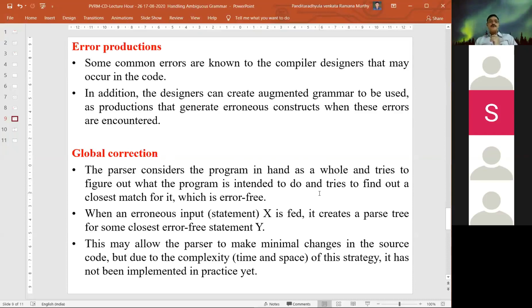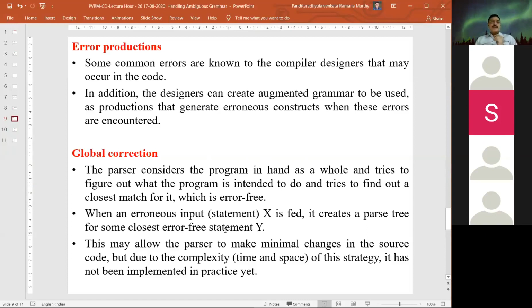So for example, we may have a recursive loop or inner loops. A while inside a while, a for inside a for. It creates a lot of handles, and it identifies the closest match. It identifies a closest match which is error free. Then it may recognize the particular program as the closest match.